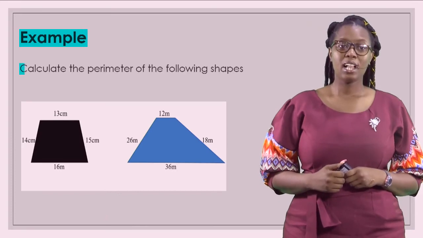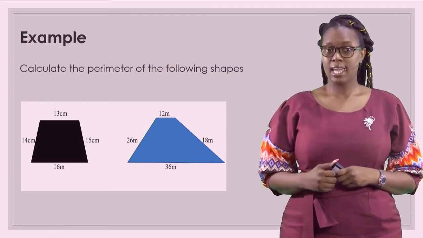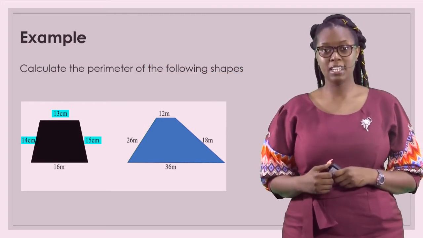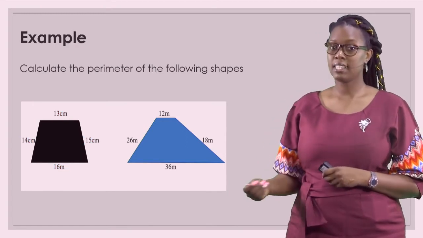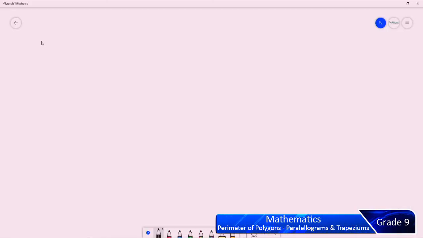Example, calculate the perimeter of the following shapes. In the first trapezium, we have sides being 13, 14, 15, and 16. And in the second trapezium, we have sides being 12, 18, 26, and 36. So the first example, we have a trapezium, not drawn to scale. And this trapezium has lengths that are 13 cm, 15 cm, 14 cm, and 16 cm.